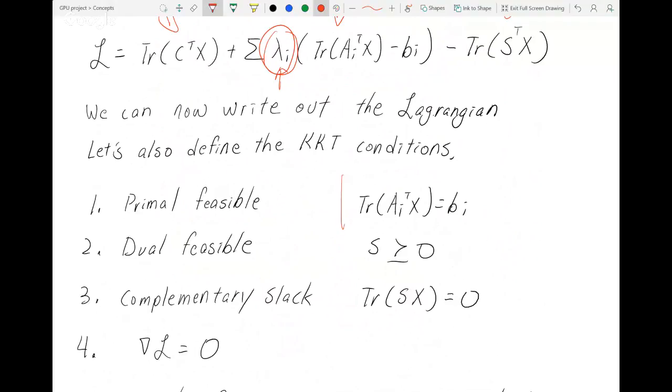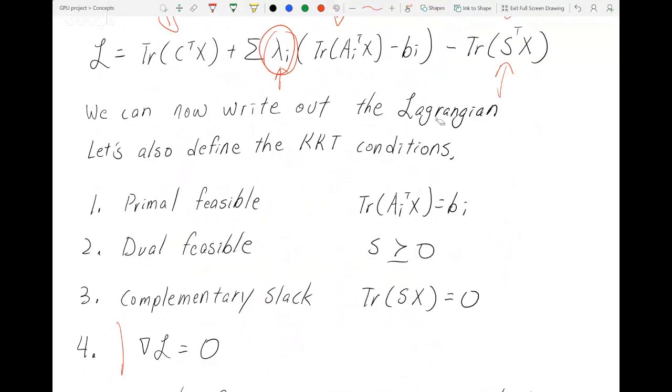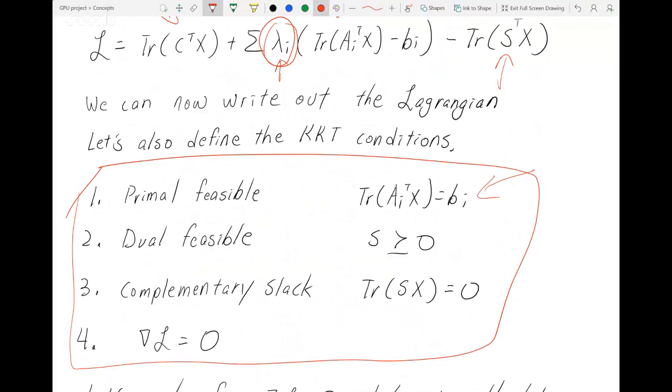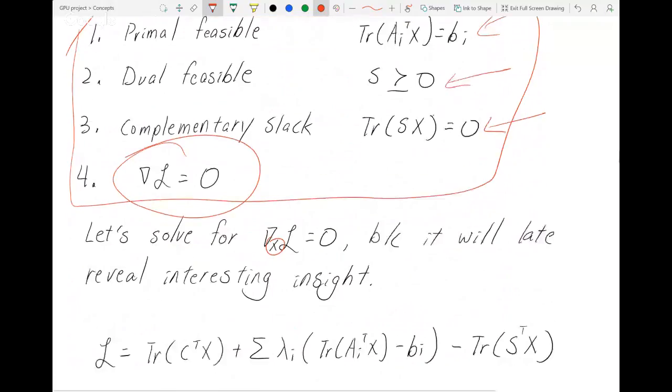With the KKT conditions, the first is the primal feasibility, dual feasibility, because that's the dual, and then complementary slackness, as well as we want the gradient to equal 0. So these are the conditions. If these four conditions are met, it means that we have found an optimal condition. Obviously, we want this to be met. That's one of the constraints. And these are also very important. So let's solve for the gradient, where the gradient of the Lagrangian with respect to x is equal to 0, because it will reveal some interesting insights later.